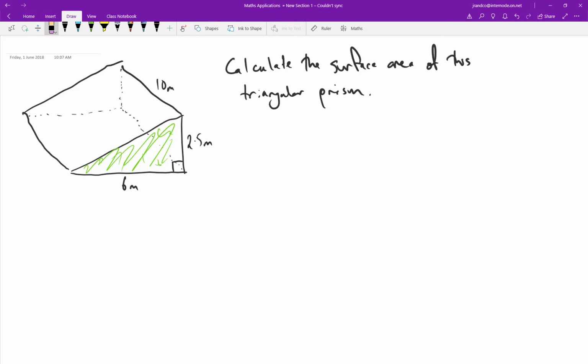Alright, so we're asked to calculate the surface area of this triangular prism based on the information that we've been given. So when we calculate surface area, we need to break the prism down into its faces or its surfaces and calculate the area of each of those surfaces in turn. And this triangular prism has 5 faces.